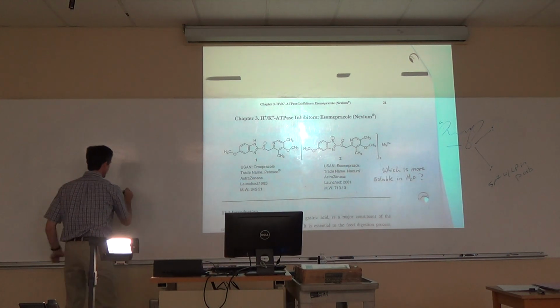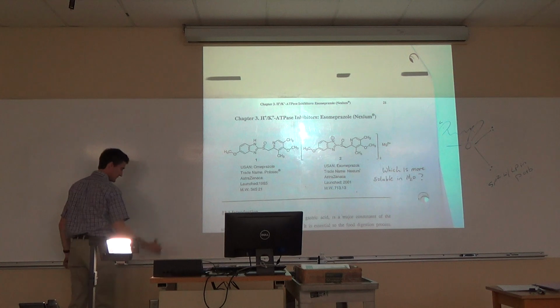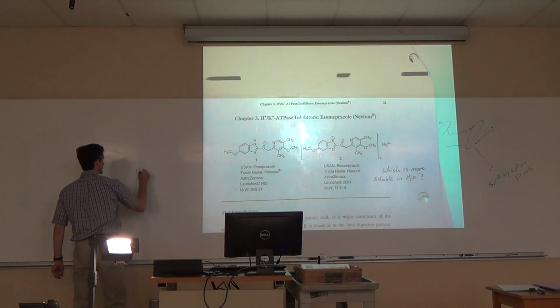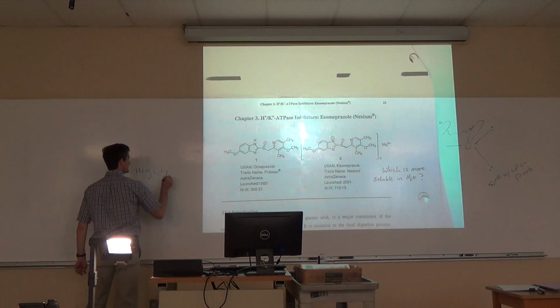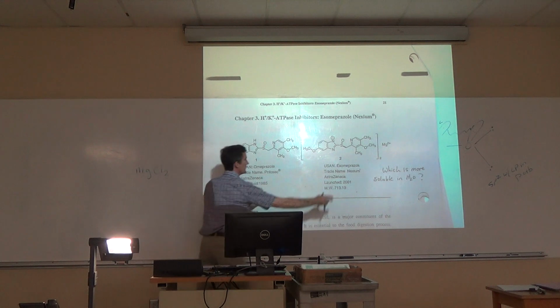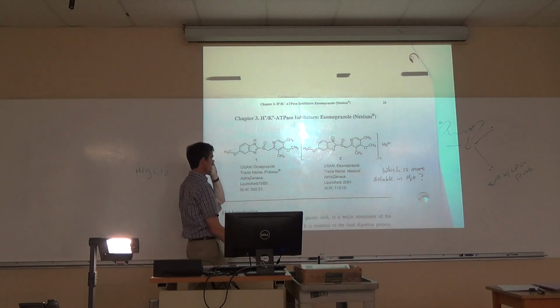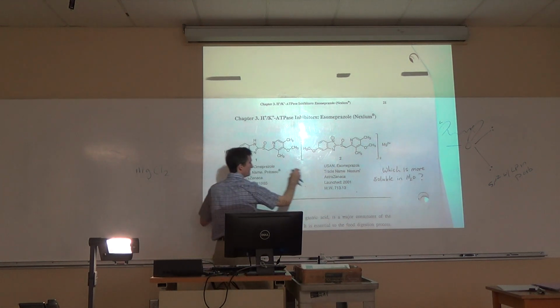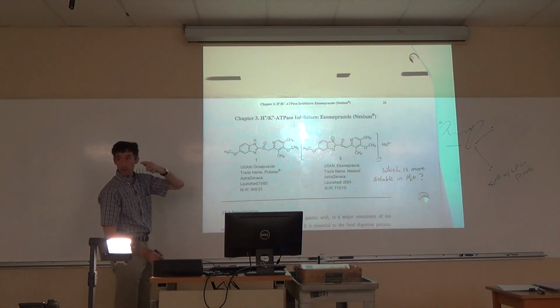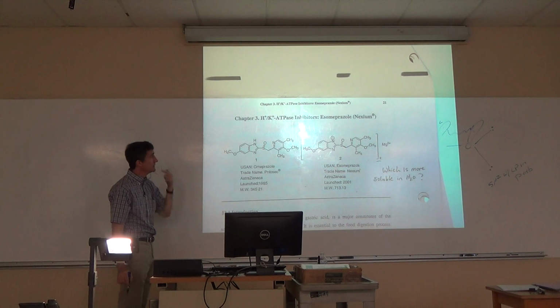Just like if you had magnesium chloride, you would have 2 chlorines, 2 anions. Well, the anion is this, 2 of these. There's 2. Okay. It should be more ionic, more soluble in water.